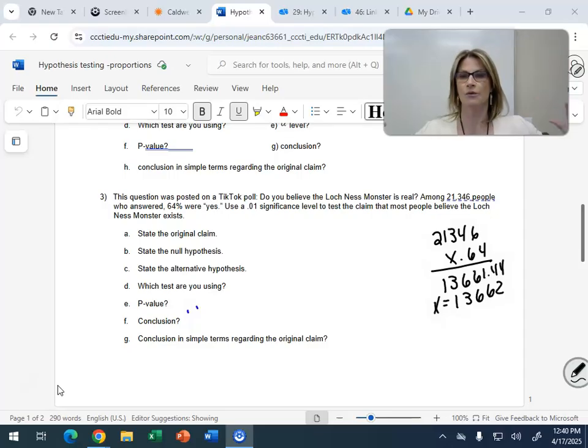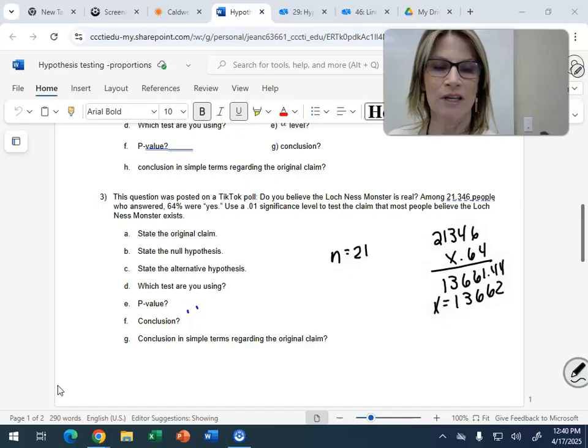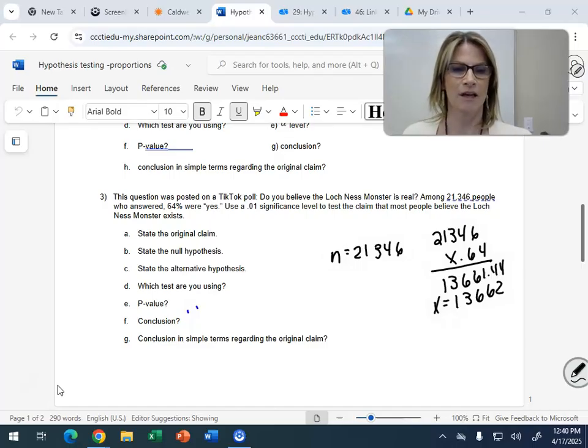Okay, here we go. Second one. This question was posed on TikTok, and we all know that it's absolutely valid if it's on TikTok. Do you believe that the Loch Ness Monster is real? Among 21,346 people, 64% said yes. They didn't tell us X this time. So X would be 64% of that, which is 13,661.44, but since you can't have part of a person, we round it up to 13,662.